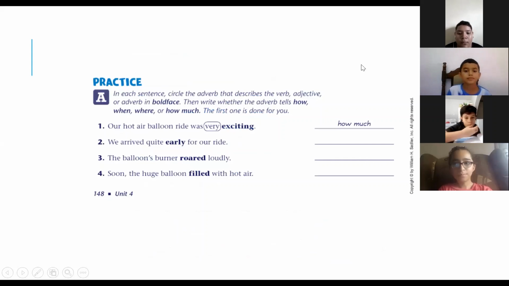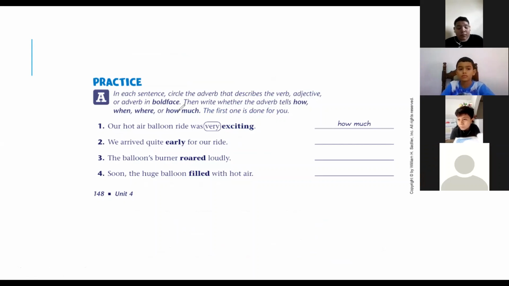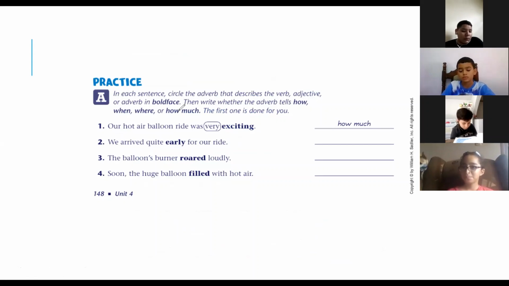So if you don't have questions, let's move on to the exercise. Okay. So here we have, in each sentence, circle the adverb that describes the verb, adjective, or adverb in boldface. Then write whether the adverb tells how, when, where, or how much. First, we're going to identify the adverbs, okay? So we have number 1 done. Our hot air balloon ride was very exciting. So very is describing exciting, and very tells how much.